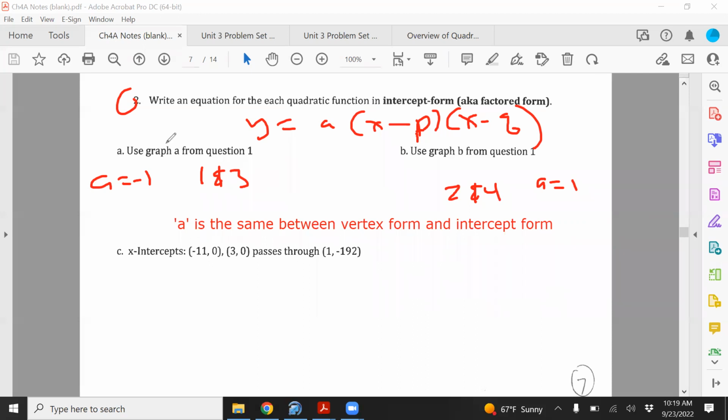So I'm going to say y equals negative, x minus 1, x minus 3. And here I'm going to say y equals, guys, quiet please, x minus 2, x minus 4.